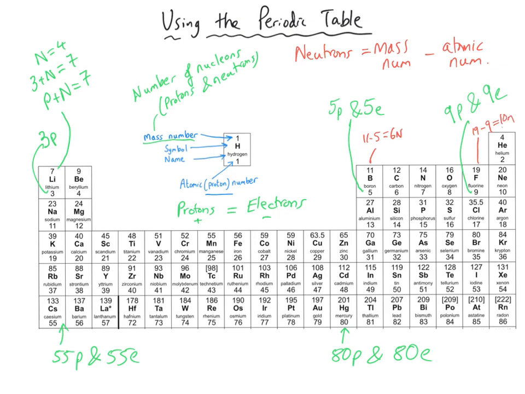And moving down to mercury, 201 is its mass number. 201 take away 80 is 121 neutrons. And last of all, cesium, 133 is the mass number. 133 take away 55 is 78 neutrons. And so the periodic table can be used to find out about these subatomic particles, the protons and neutrons that are in the nucleus, and the electrons which are found in shells, remember.